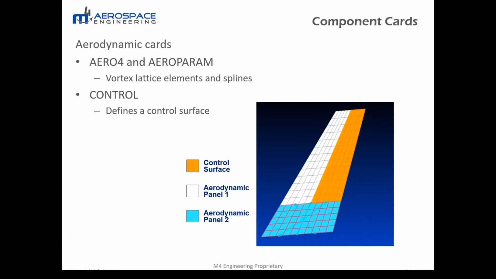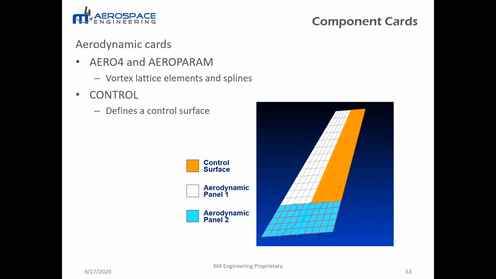Next, we have aerodynamic cards. The AERO4 and AEROPARAM cards are used to define vortex lattice elements and splines. These can be used in aerostructural analyses. Additionally, the user can define control surfaces with the CONTROL card.